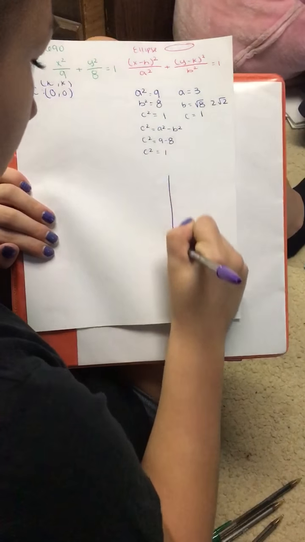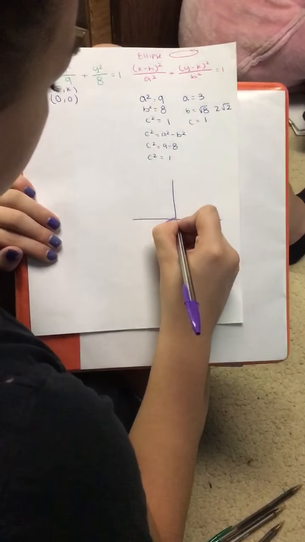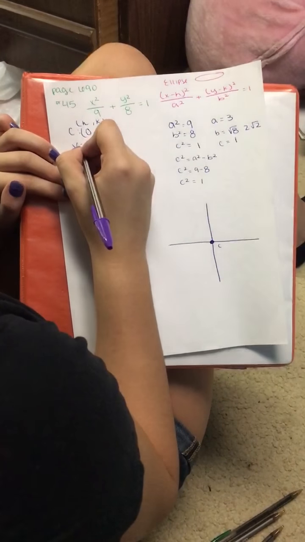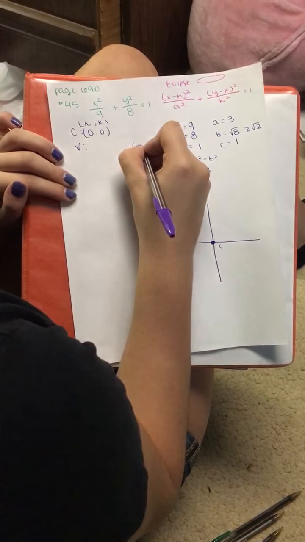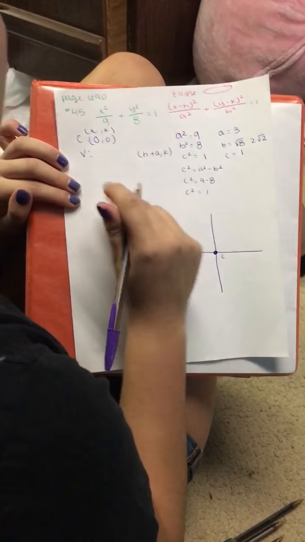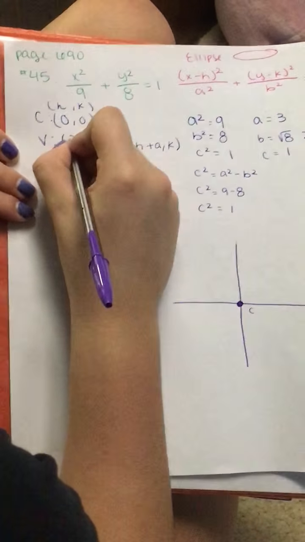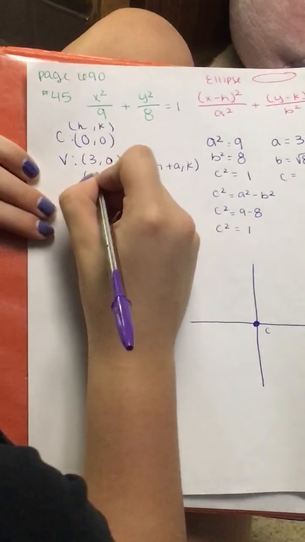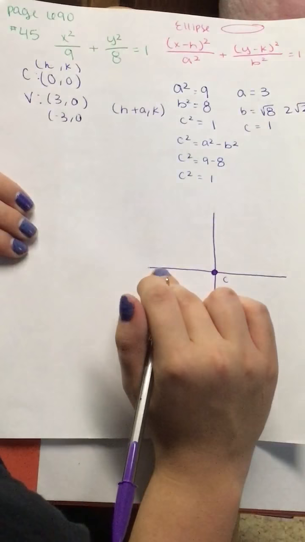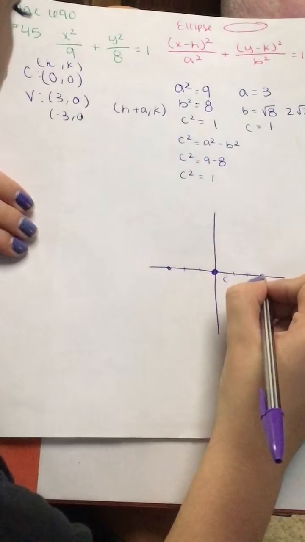So we'll draw the graph down here. Right away, you know your center is at 0, 0. And then in order to find your vertices, you have to use the formula h plus or minus a, k. So your h value is 0 plus or minus your a, which is 3. So your vertices are going to be 3, 0, and then negative 3, 0. Because you take your 0 value and you plus 3, or you minus 3. So 1, 2, 3, 1, 2, 3.